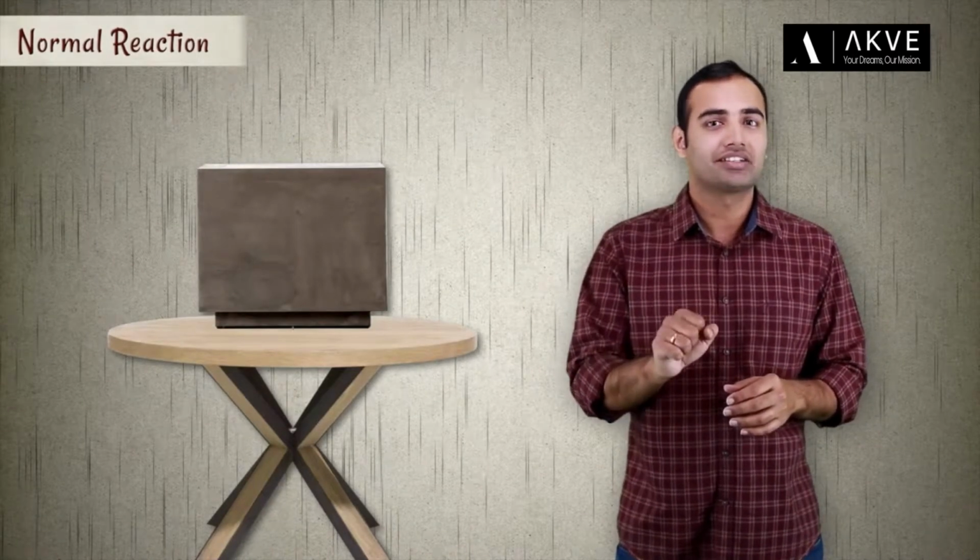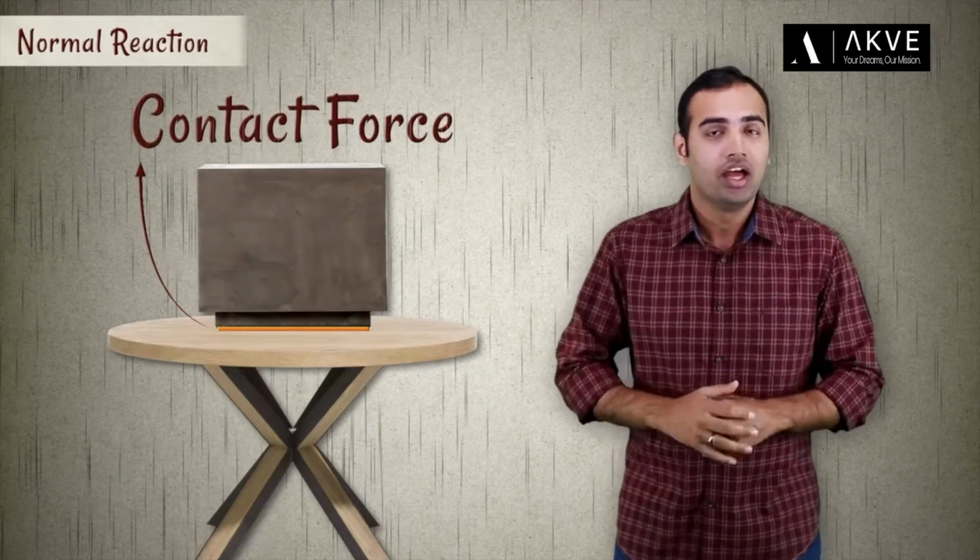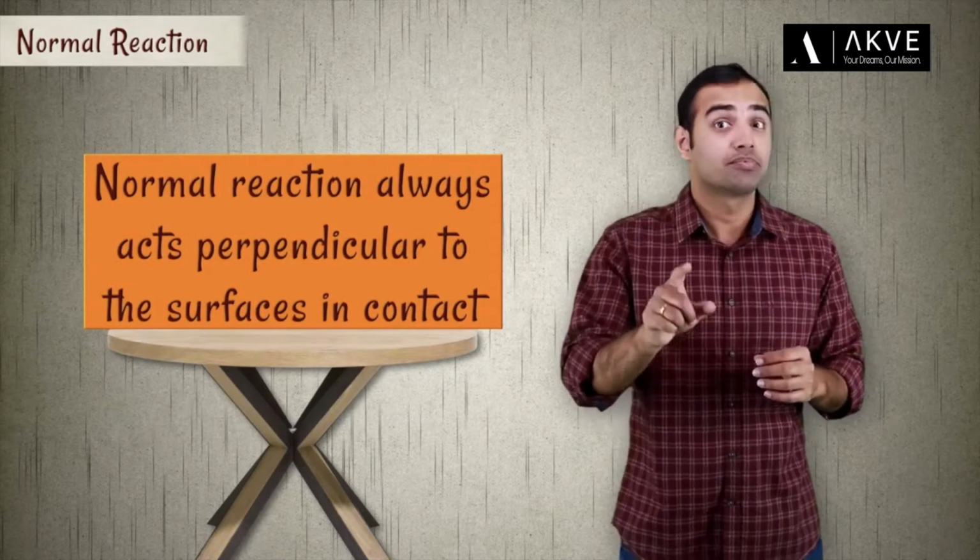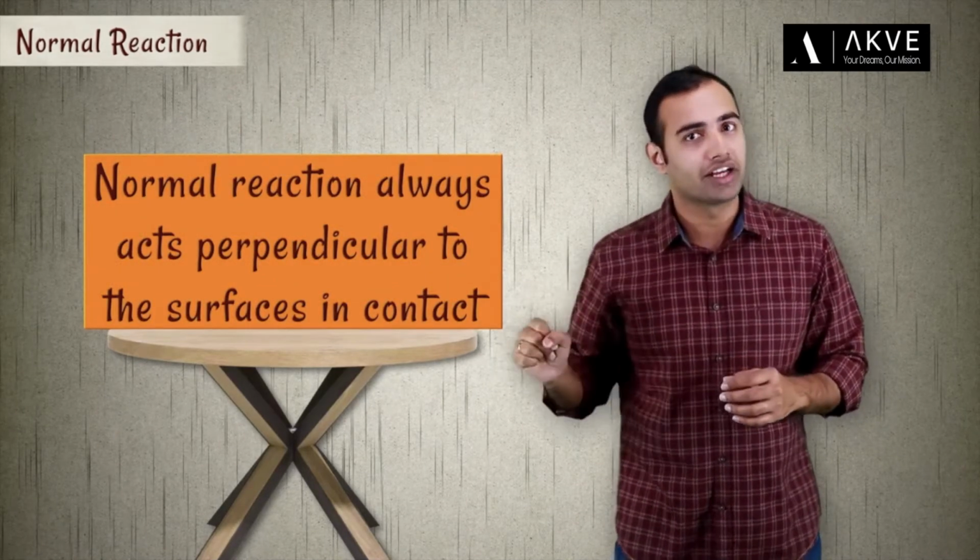Now, before I end this video, let's talk about some common forces that we'll encounter in this chapter. The first force is the normal reaction force. The normal reaction force comes into play when two bodies are in contact with each other. So this means that normal reaction is actually a contact force. The normal reaction always acts perpendicular to the surfaces in contact.